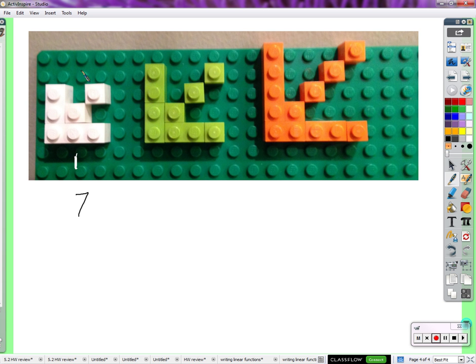You've had a lot of experience with the previous pattern. I want you to figure out quietly, individually, for yourself, how many are in figure, let's say, figure 6. Figure 2 has how many? 10. Figure 3 has 13.